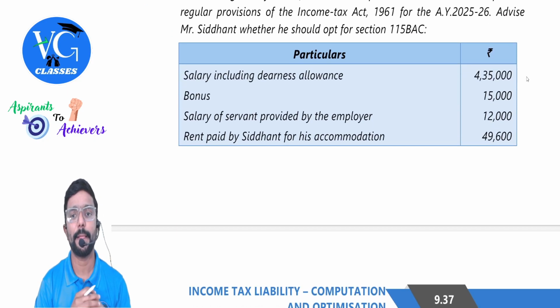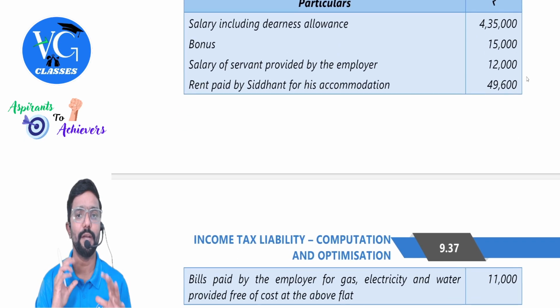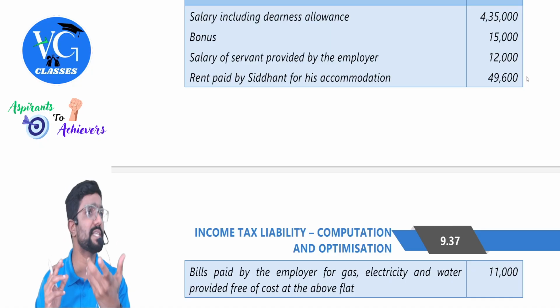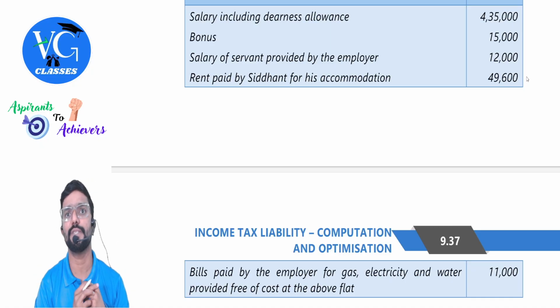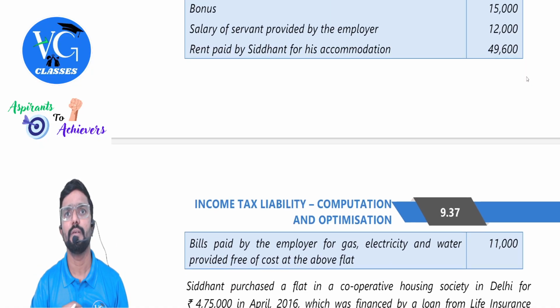Salary including DA 4,35,000. Bonus 15,000. Salary of servant provided by the employer 12,000. Domestic servant. Is it taxable? Yes, as per the Act.